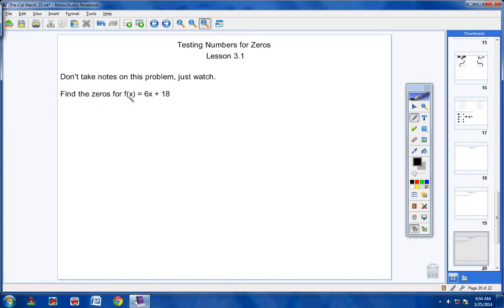What if I told you to find the zeros for this function? Well, you should know by now that when I tell you to find the zeros, I'm really asking you to find the x-intercepts. And whenever I ask you to find the x-intercepts, you put 0 in for y. So if I asked you to find the zeros for this function, you would put a 0 in for y, and you would solve. You'd bring the 18 over and make it negative.